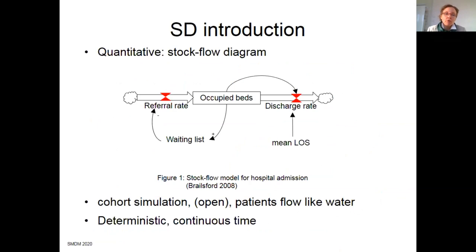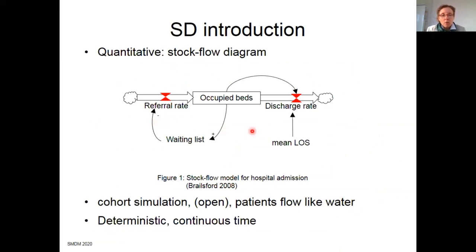And in the quantitative approach, we use a so-called stock flow diagram in order to calculate the outcomes. I will come back to this in a minute. Here is the stock flow diagram for our example of the hospital beds, where we have the occupied beds as a stock, we have the inflow of the individuals. The inflow is controlled by the referral rates, and also the flow out of the hospital, out of the system.